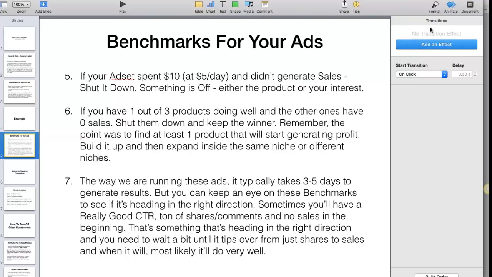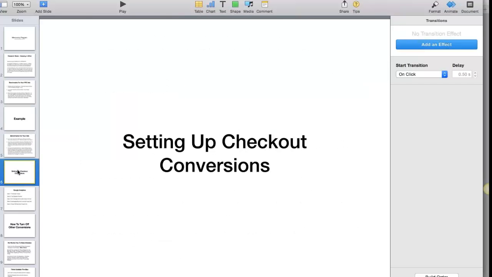So let's see. The way that we're running, again, this is something that we already covered, the fact that it takes 3 to 5 days. So I'm just going to move on. There's no need to dwell on that.